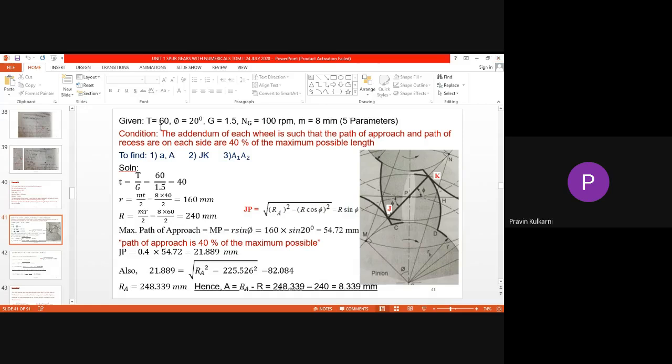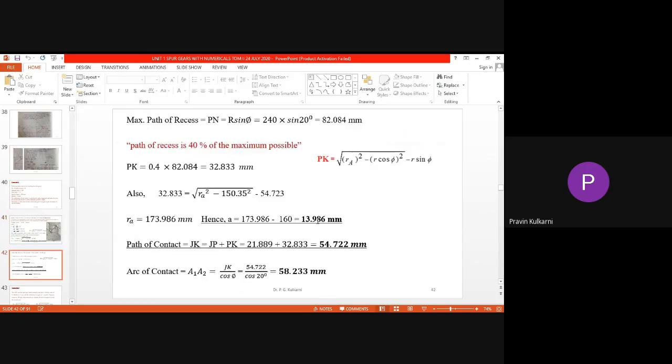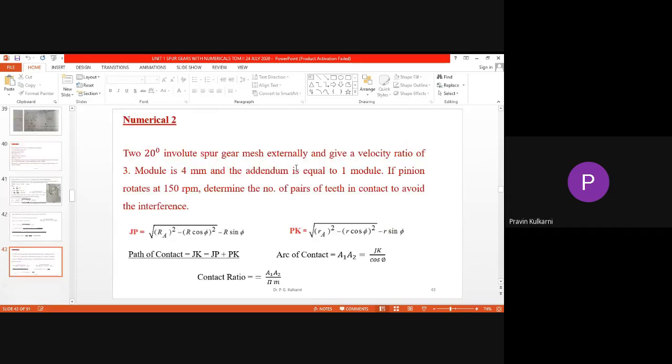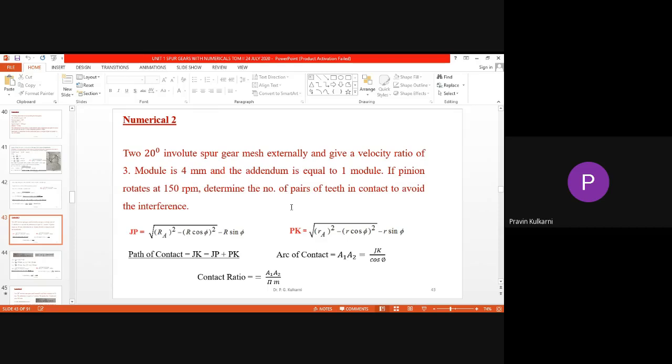So teeth were given, number of teeth were given, pressure angle was given, module was given. So radius is equal to mT by 2. And then using the formula, we found the path of approach, path of contact. Now, maximum path of recess is given by r sine of phi. Maximum path of approach is again r sine of phi. So go through the notes and you can study the numericals.